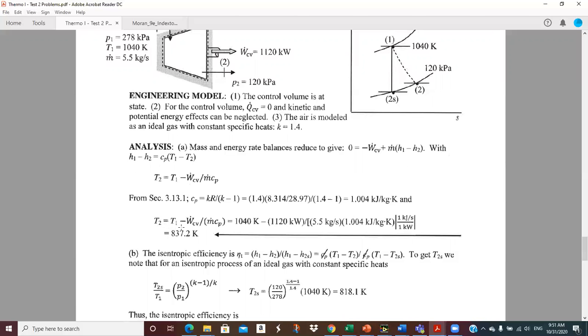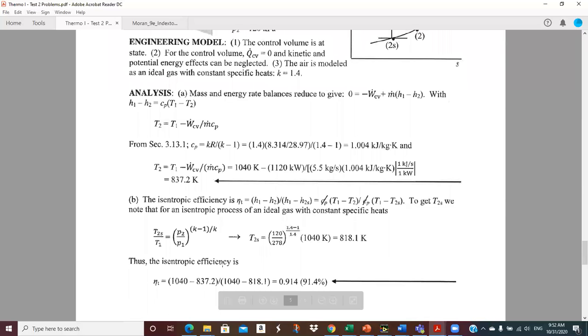So T2 is T1 minus the work. This is work produced by the control volume into the surroundings, so that's positive work. So it's minus a positive 1120, divided by the mass flow rate, 5.5 kilograms per second, times the specific heat, 1.004. Some unit conversion is going on: 1 kilojoule per second is kW, so to get my units to cancel properly, it doesn't change the number, but it makes the units work. So I see that T2 at my state 2 is 837.2 Kelvin.